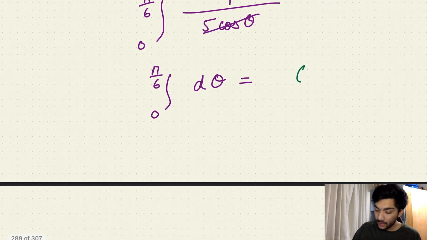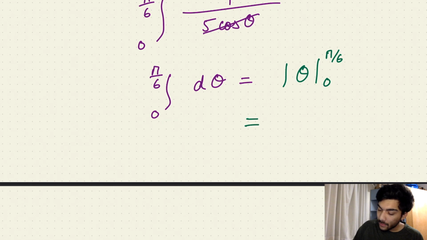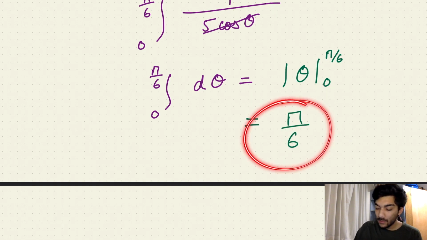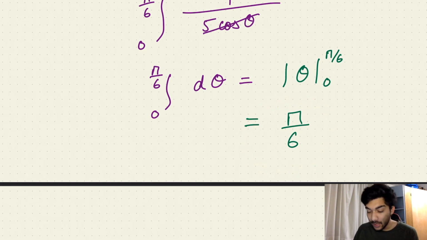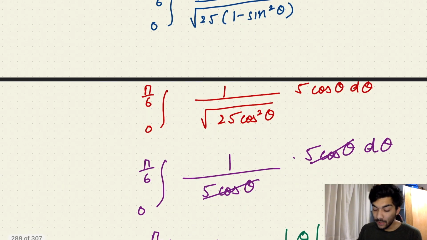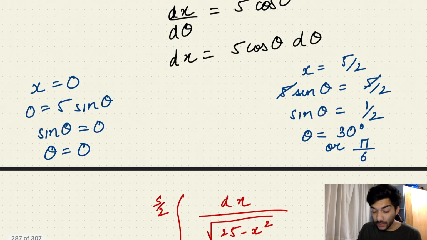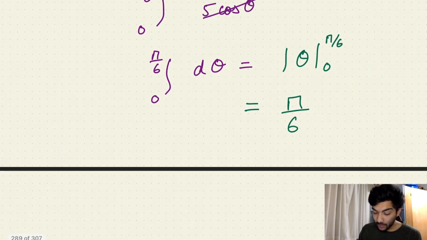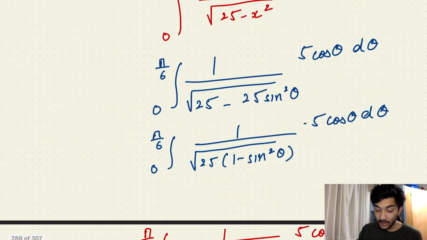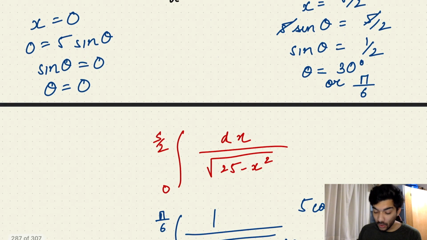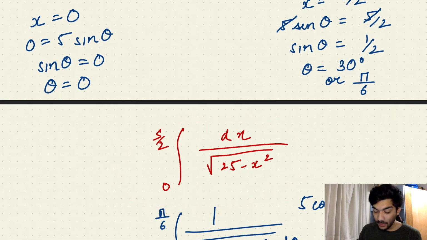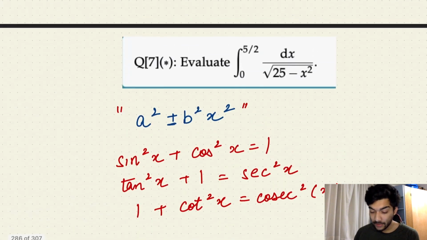And we know the integration of d theta is theta, from endpoints 0 to pi by 6. So in this case our answer would be simply pi by 6 minus 0, which is again pi by 6. So this would be your final answer to the definite integral of this expression. And you noticed how easy it was to solve this definite integral, rather than solving this complicated definite integral.